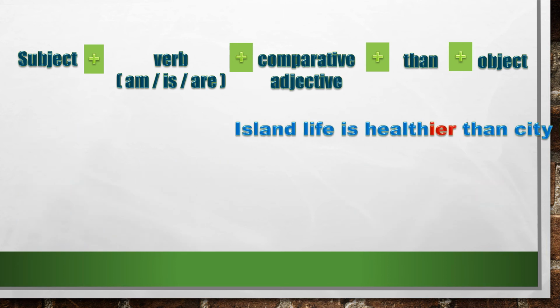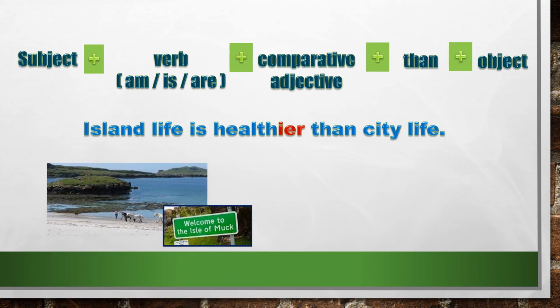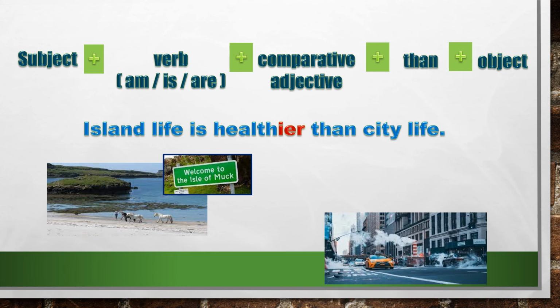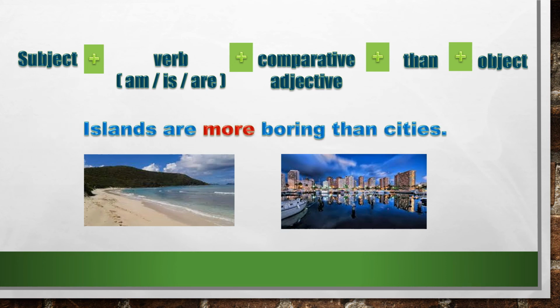Next example, island life is healthier than city life. Subject, island life. Verb is. Comparative adjective, healthier. Plus than, ianya objek city life. Kehidupan di pulau lebih sihat berbanding kehidupan di bandar. Islands are more boring than cities.